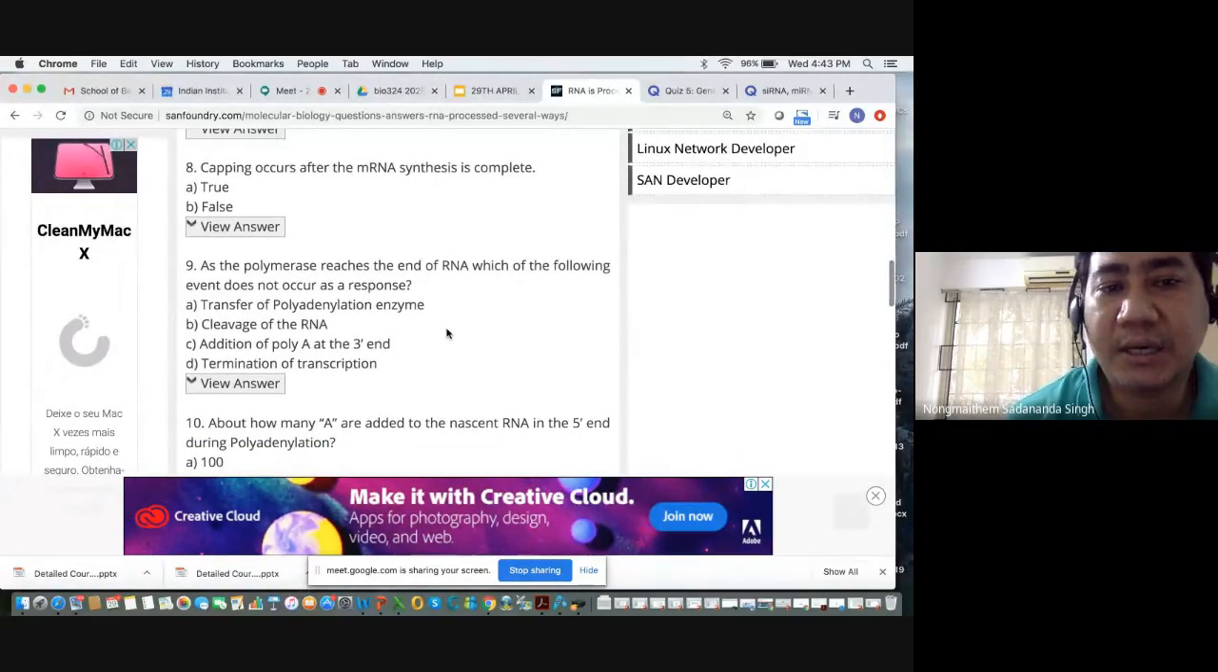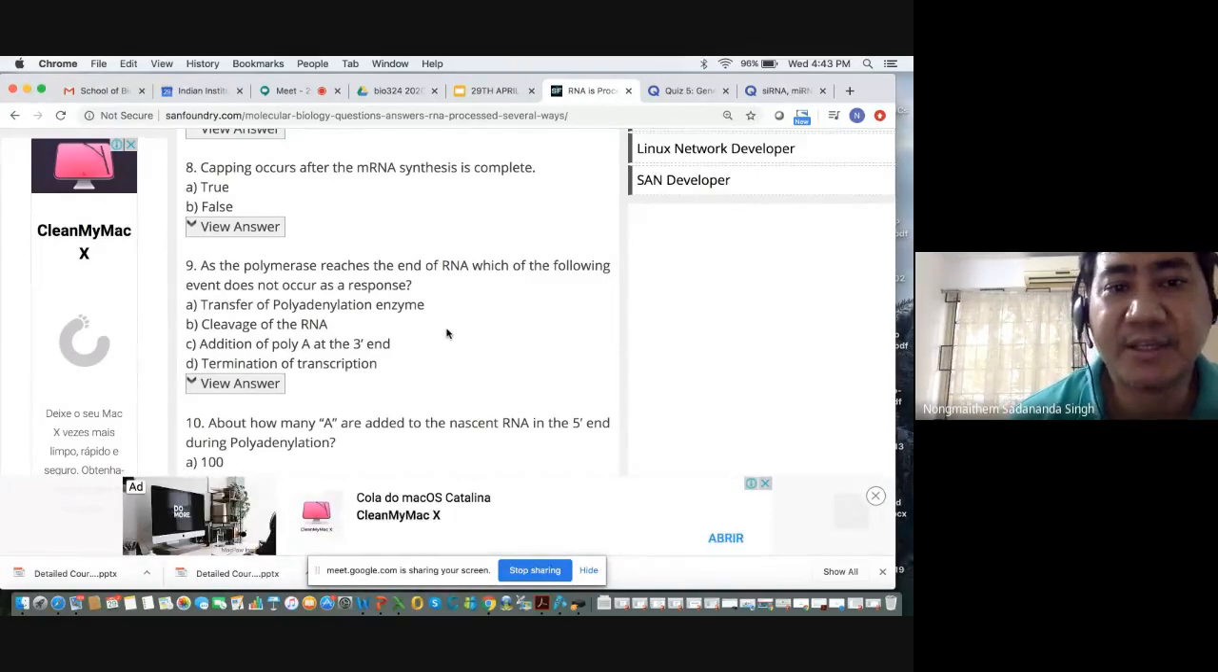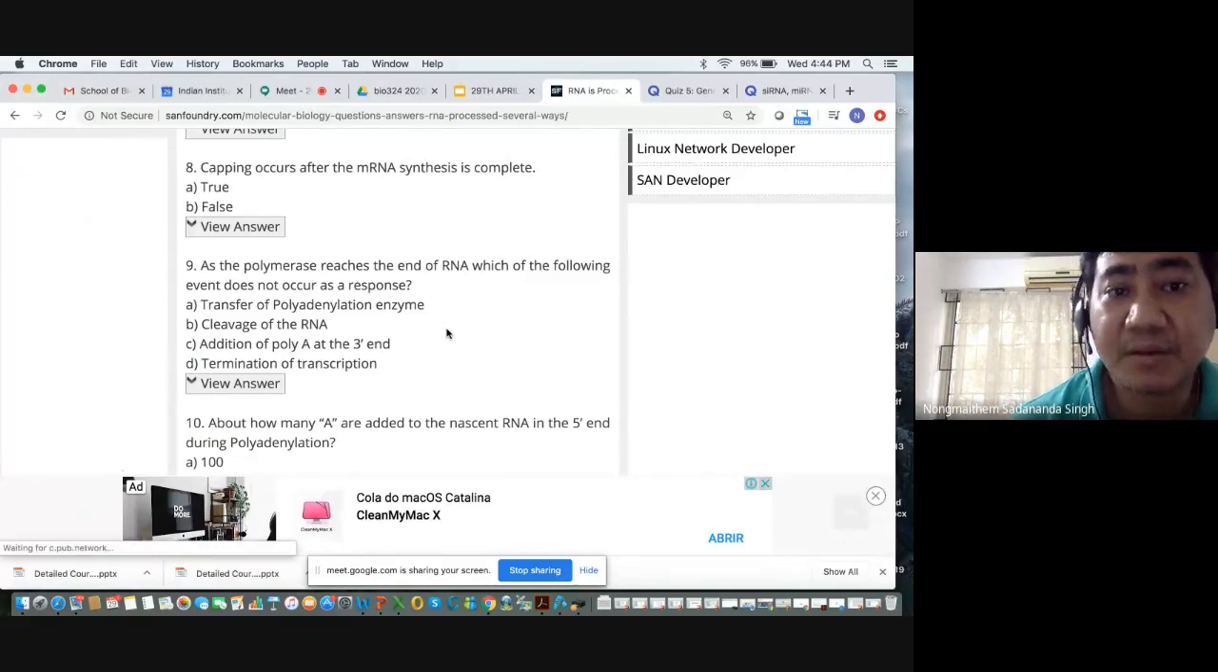As the polymerase reaches the end of the RNA, which of the following events does not occur as a response? Transport of polyadenylation enzymes, cleavage of RNA, addition of poly A at the 3' end, termination of transcription. Which one is it?